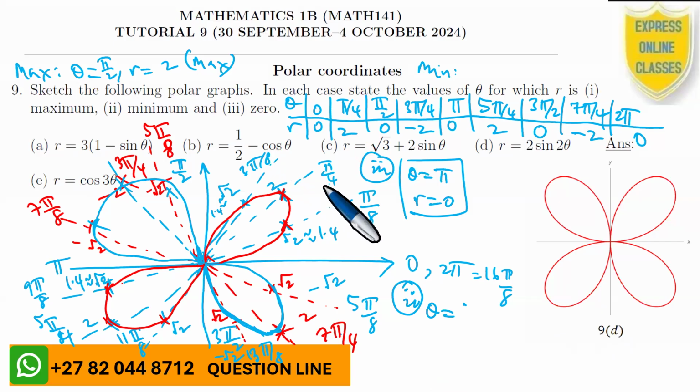Theta equals, okay. We're interested in the minimum. The smallest one is negative 2. And that happens when theta is like 3 pi over 2, then you have 3 pi over 4, then you have r is minus 2, for example.